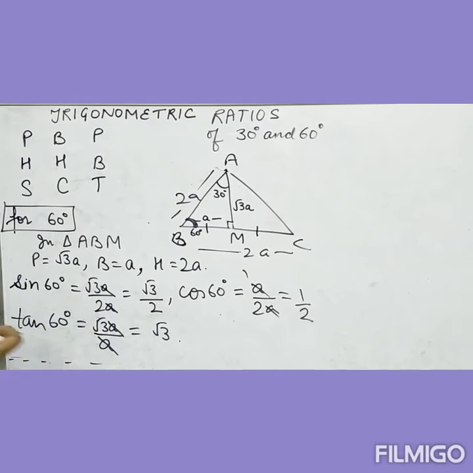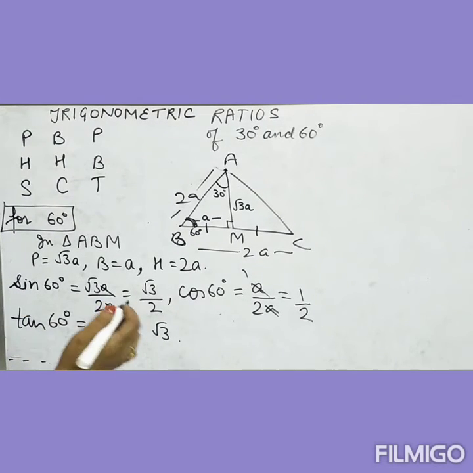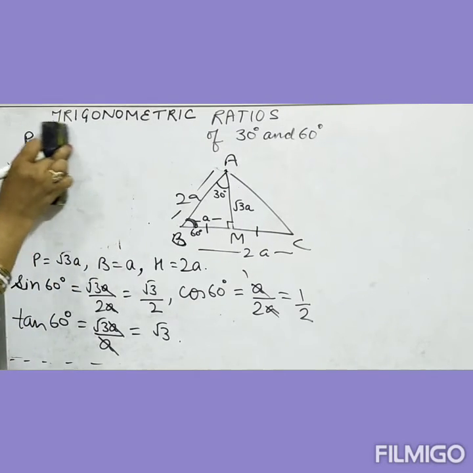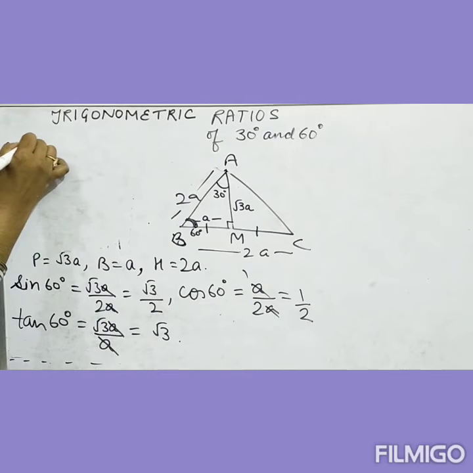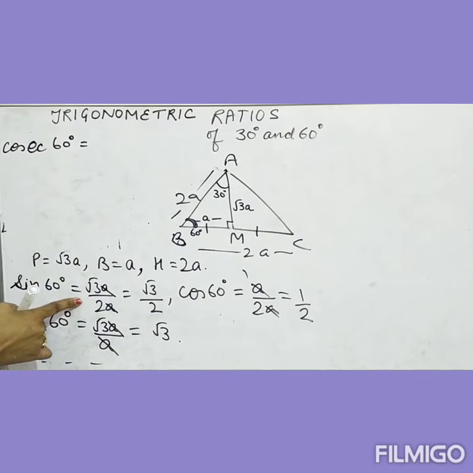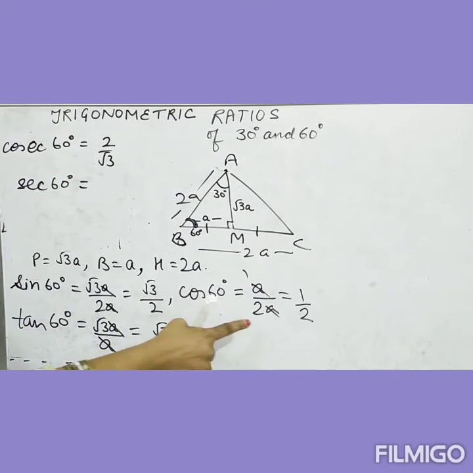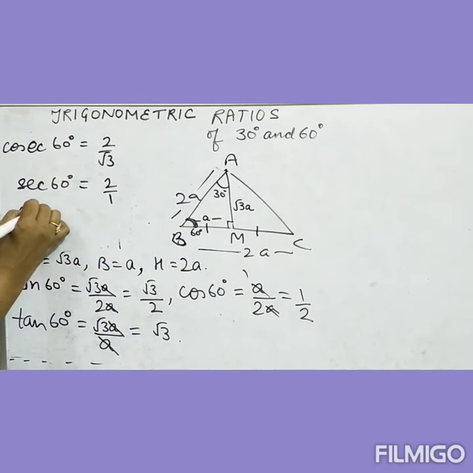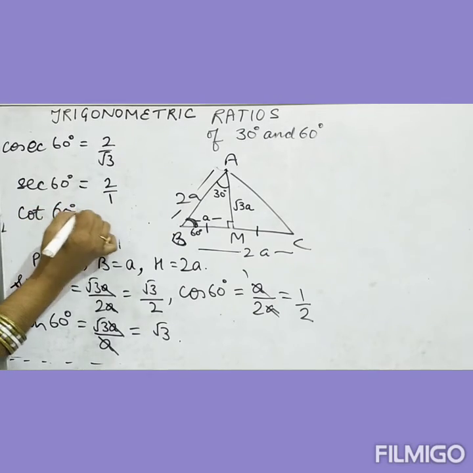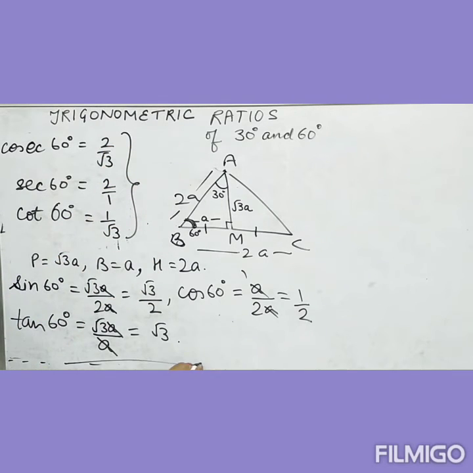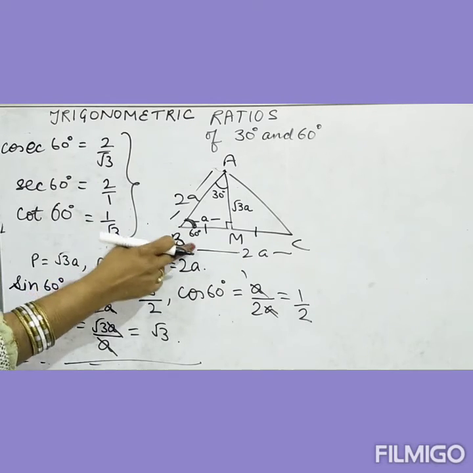So now sine 60 degree is root 3 by 2. So cosec 60 degree will be, I'm writing the values here, cosec 60 degree is reciprocal of this, that means 2 by root 3. Sec 60 degree from here 2 by 1, and cot 60 degree is reciprocal of this, that means 1 by root 3. So these 3 and these 3, total 6 values for the 60 degree are this. So you can find out the values of all 6 ratios for 60 degree in this way.